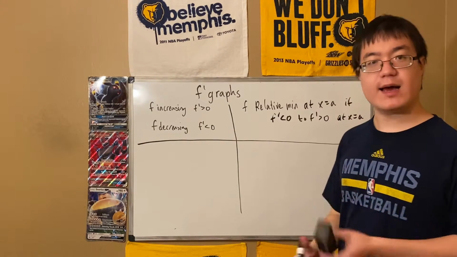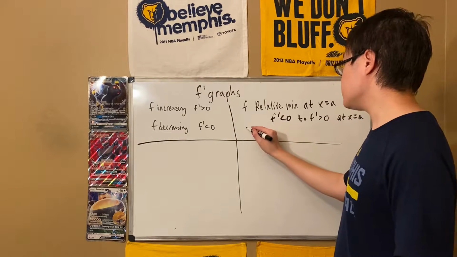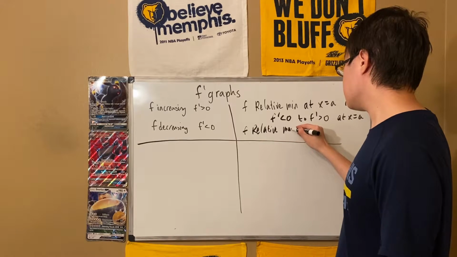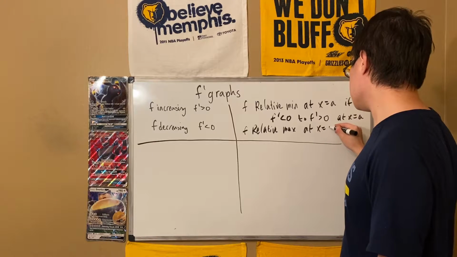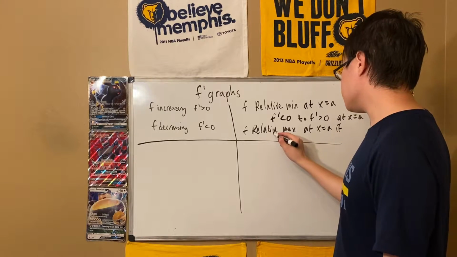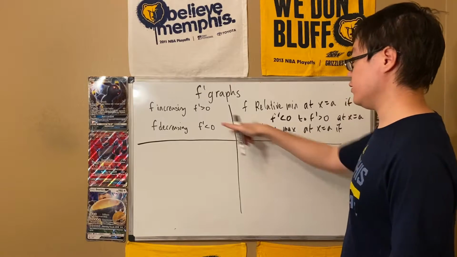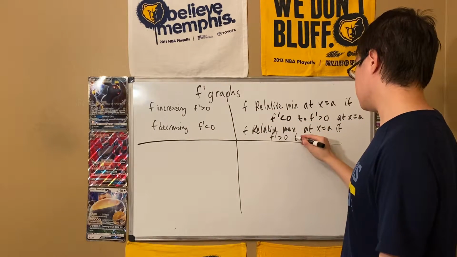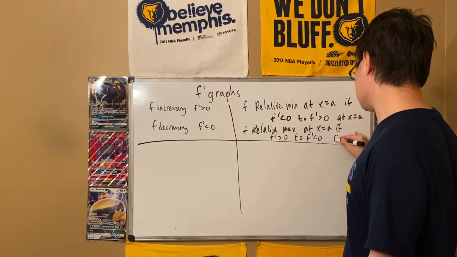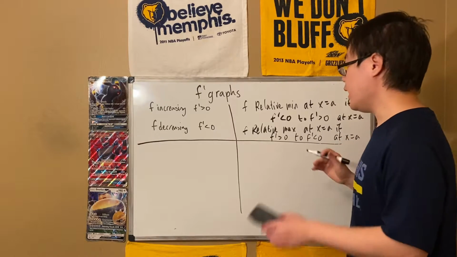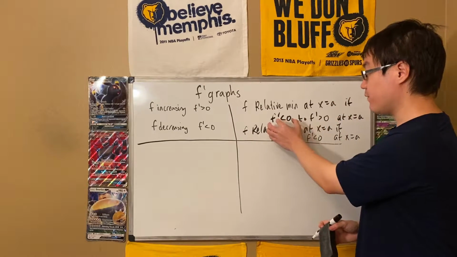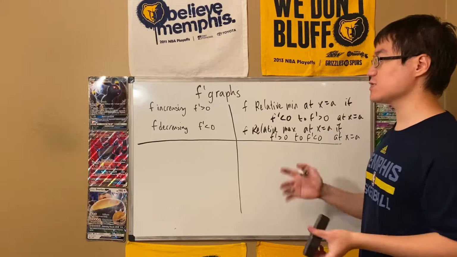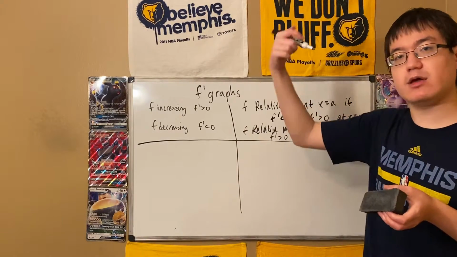And of course, relative max or local max is the opposite. F has a relative max at x equals a if f prime goes from positive to negative. You're running uphill, your f is increasing, to downhill, f is decreasing. And again, we're going to focus on these f prime rules. We're not looking for things that look like relative mins or maxes, meaning hills and valleys.